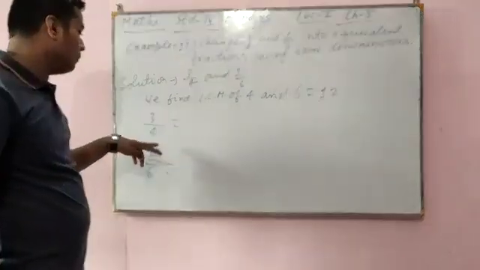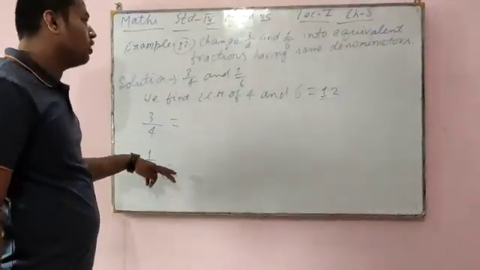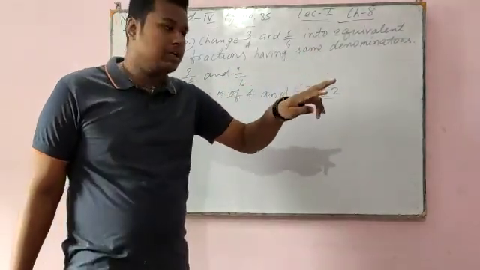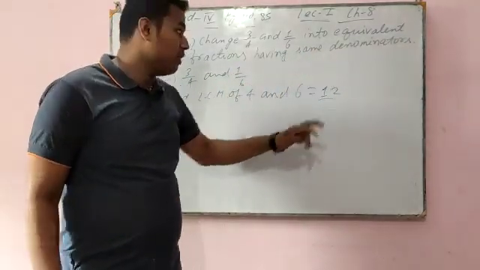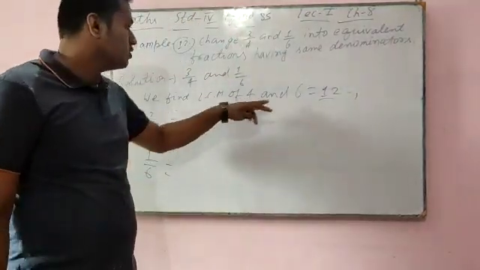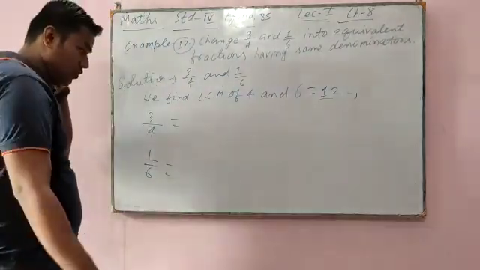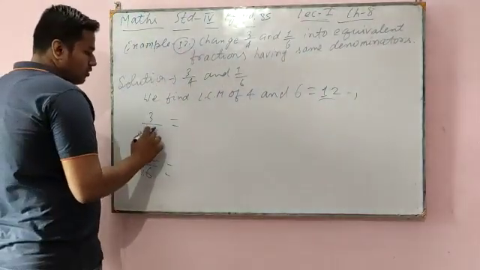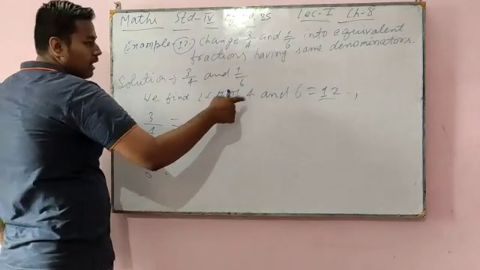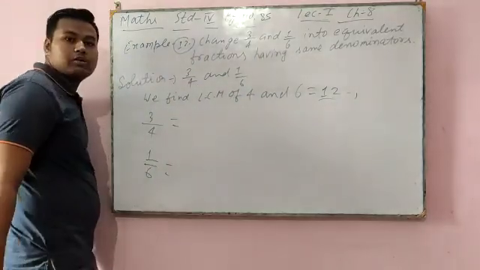So here you have to take out the denominator 12, because you have to find the same denominator. Your denominator should come 12 only, because the LCM is 12. So what will you do? First, what number will you multiply with 4, so that your denominator will come 12?